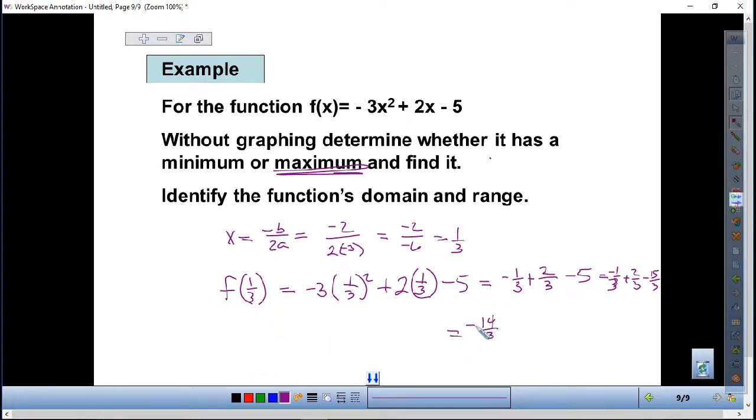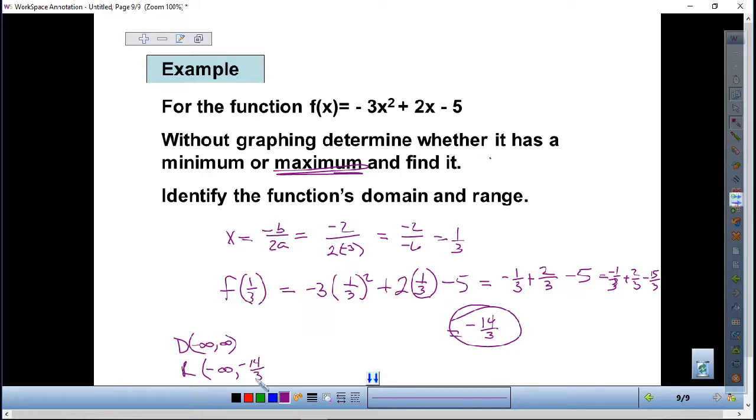So what is the maximum value? Negative 14/3. And then what's the domain and range? Well, the domain is all real numbers, always for a parabola. And the range is going to be, if this is the maximum value, from negative infinity all the way up to negative 14/3.